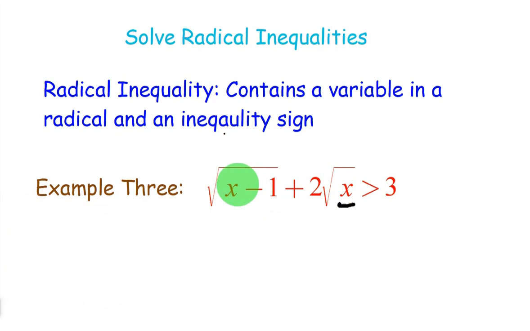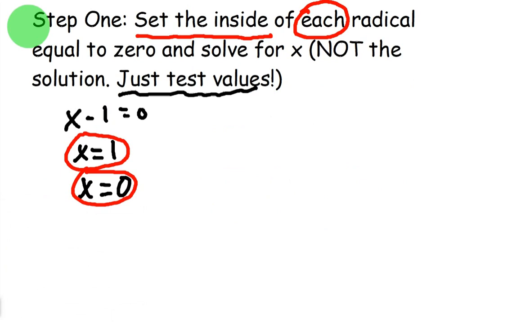You notice, for example, we have two square root symbols. Let's read this. It's the square root of x minus 1, the quantity, plus 2 times the square root of x, all greater than 3. But fortunately, we've already gone over the steps to get this right. It's going to be the same steps we used for examples 1 and 2.